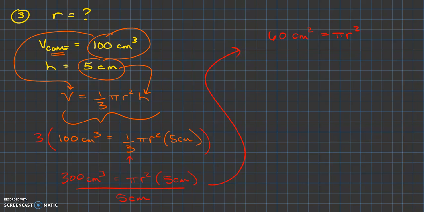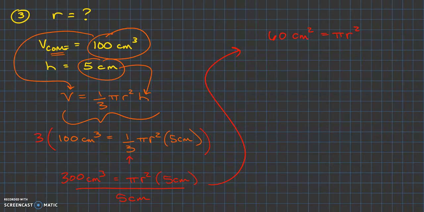Come back down here to the bottom. You're dividing centimeters cubed by centimeters. And so what happens when you divide common bases? You subtract their exponents. And so that would be 3 minus 1 and give you a 2.